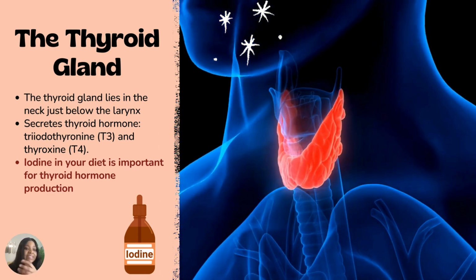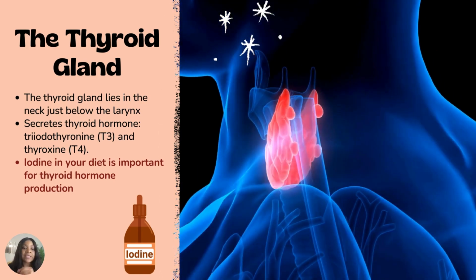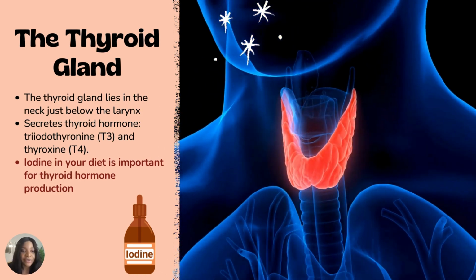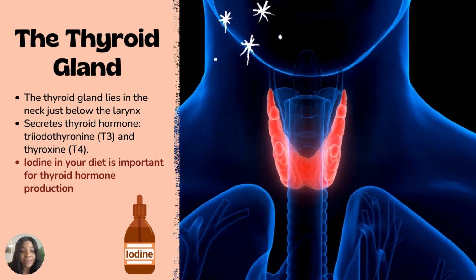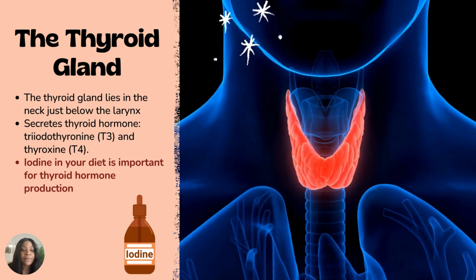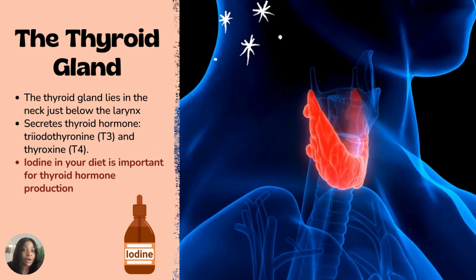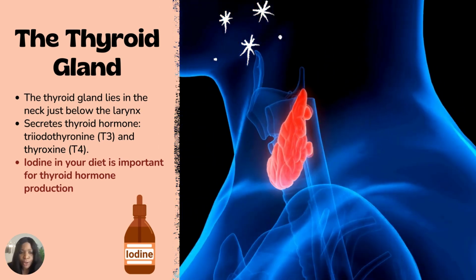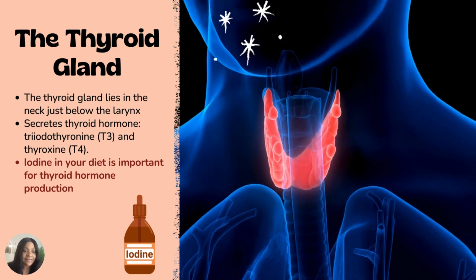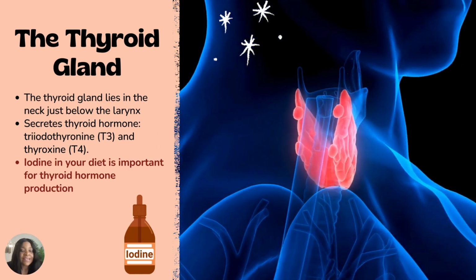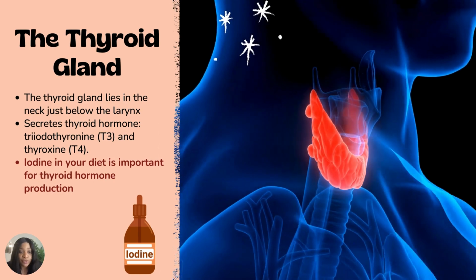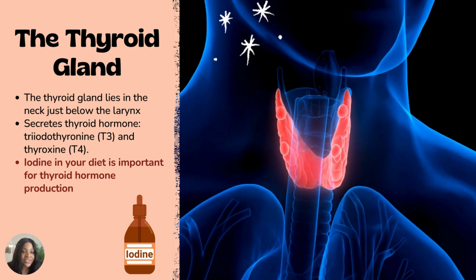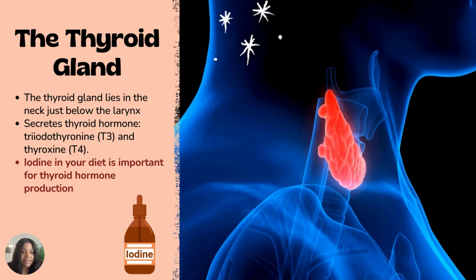So the thyroid gland secretes thyroid hormones. It secretes your T3 and your T4. It also secretes your calcitonin, and what that does is it lowers the calcium level in your blood. But today we're going to be focusing on T3 and T4, which are the main hormones that the thyroid gland secretes. They help with your metabolism, your growth, and so many other cellular activities in the body. One of the things that is very important to your diet so that you make sure you're producing enough thyroid hormone is iodine. It ensures that your thyroid hormone production is on point.